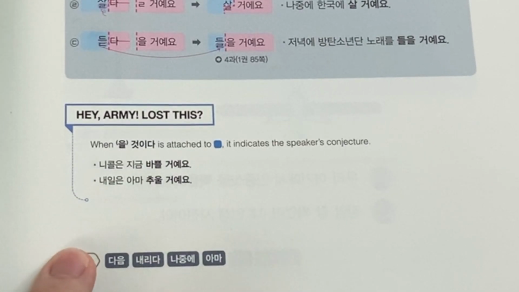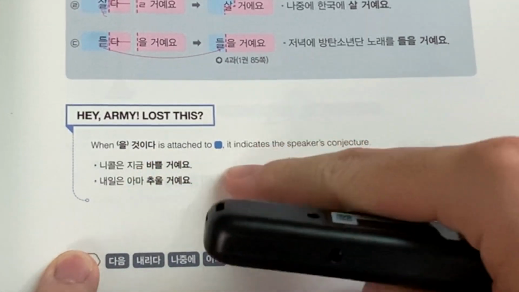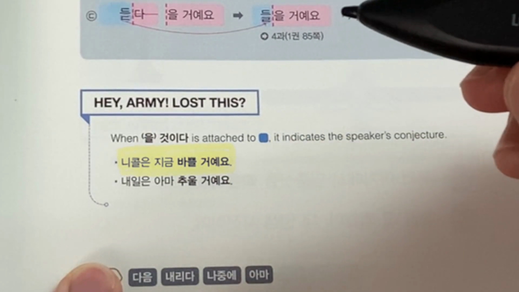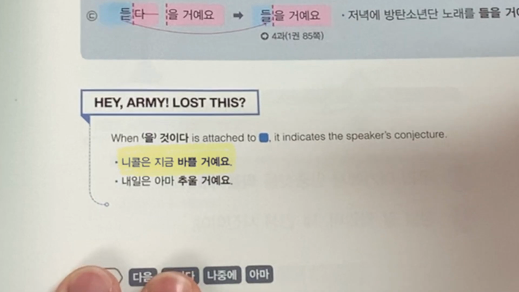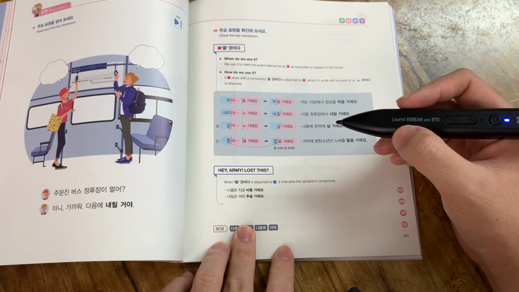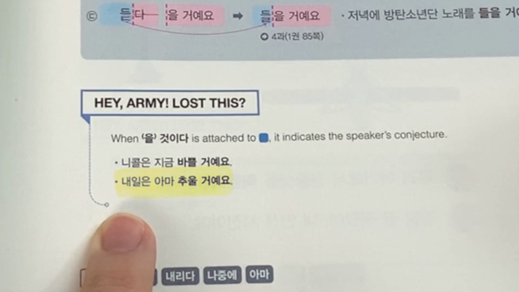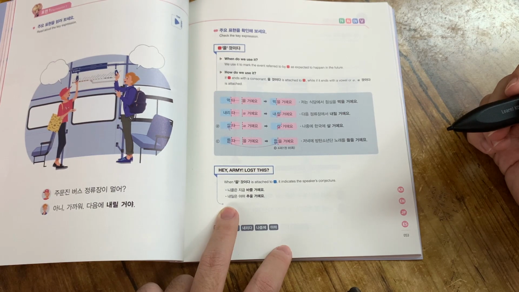And then over here, if we add in 을 것이다 to a descriptive verb, we will be saying something like probably. For example, 니콜은 지금 바쁠 거예요. Nicole is probably busy right now. 내일은 아마 추울 거예요. Will probably be cold tomorrow.